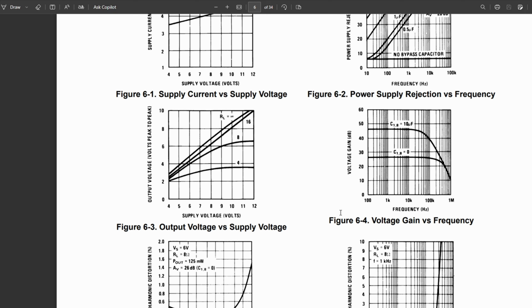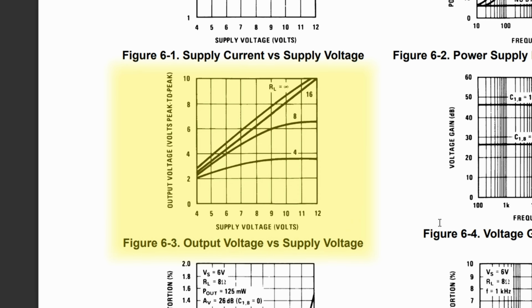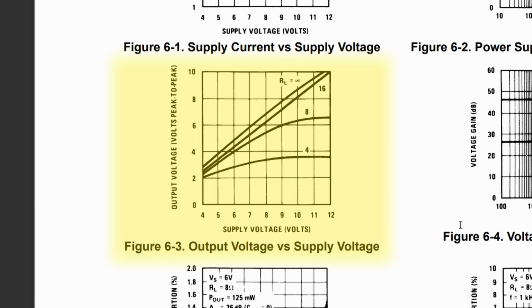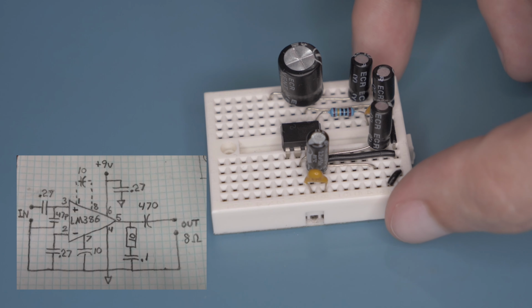One video I watched online highlighted this chart on the datasheet. It shows the potential power output of the amp given the power supply voltage and the impedance of the speaker. You can see that with these 4 ohm speakers, we're kind of limited on how much power we can get out of the 386. From 5 volts to 12 volts, the output doesn't change much. But we can at least test it and see how it sounds.